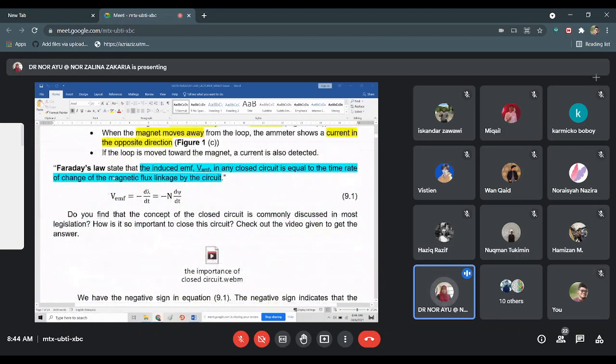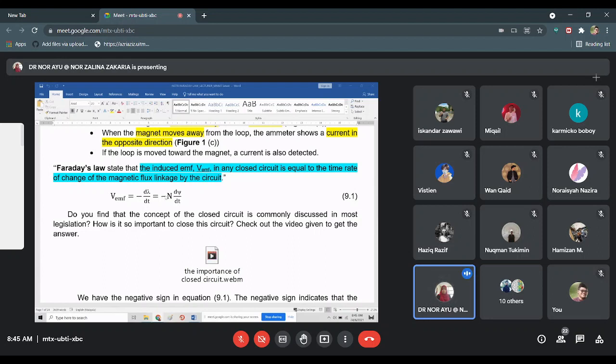All right, so Faraday's law states that the induced EMF, or VEMF, in any closed circuit is equal to the time rate of change of the magnetic flux linkage by the circuit. So again, the induced voltage, or electromotive force, VEMF, in any closed circuit is equal to the time rate of change of the magnetic flux linkage. So VEMF is equal to negative N d flux over dt: the magnetic flux linkage times the number of turns of the circuit, over the rate of change of time dt. So that will be the equation of Faraday's law, and don't forget it has this negative sign over here.